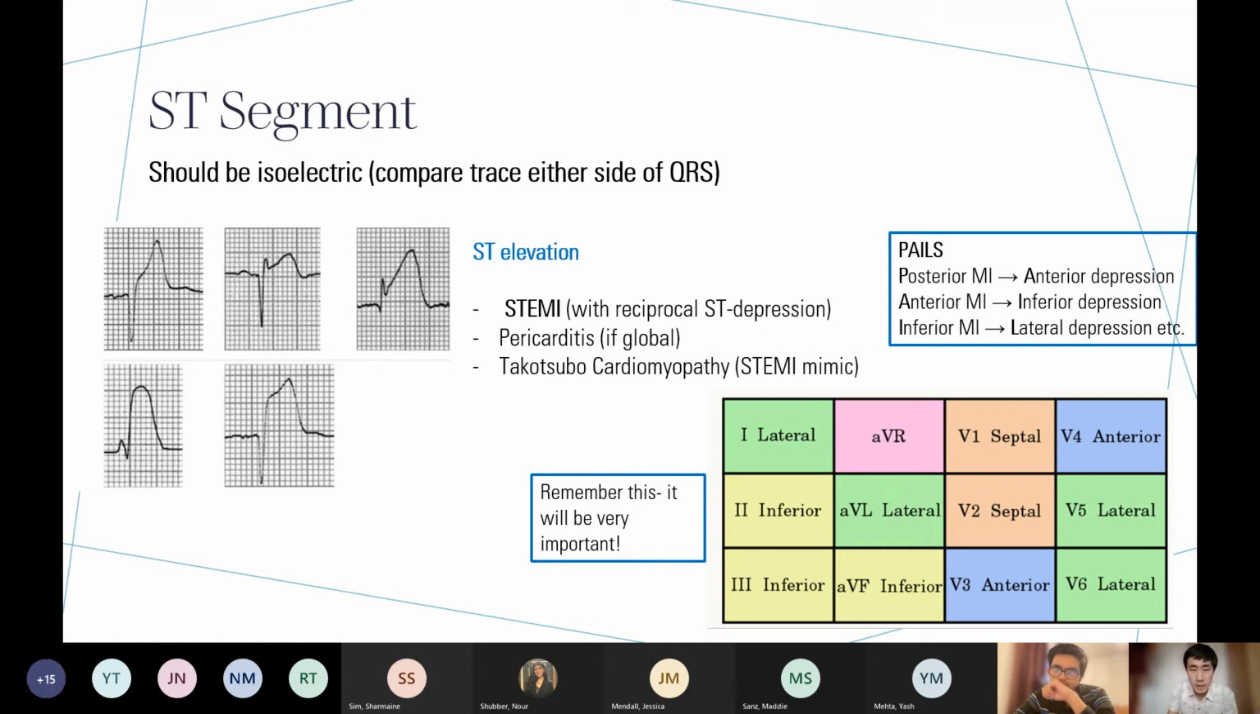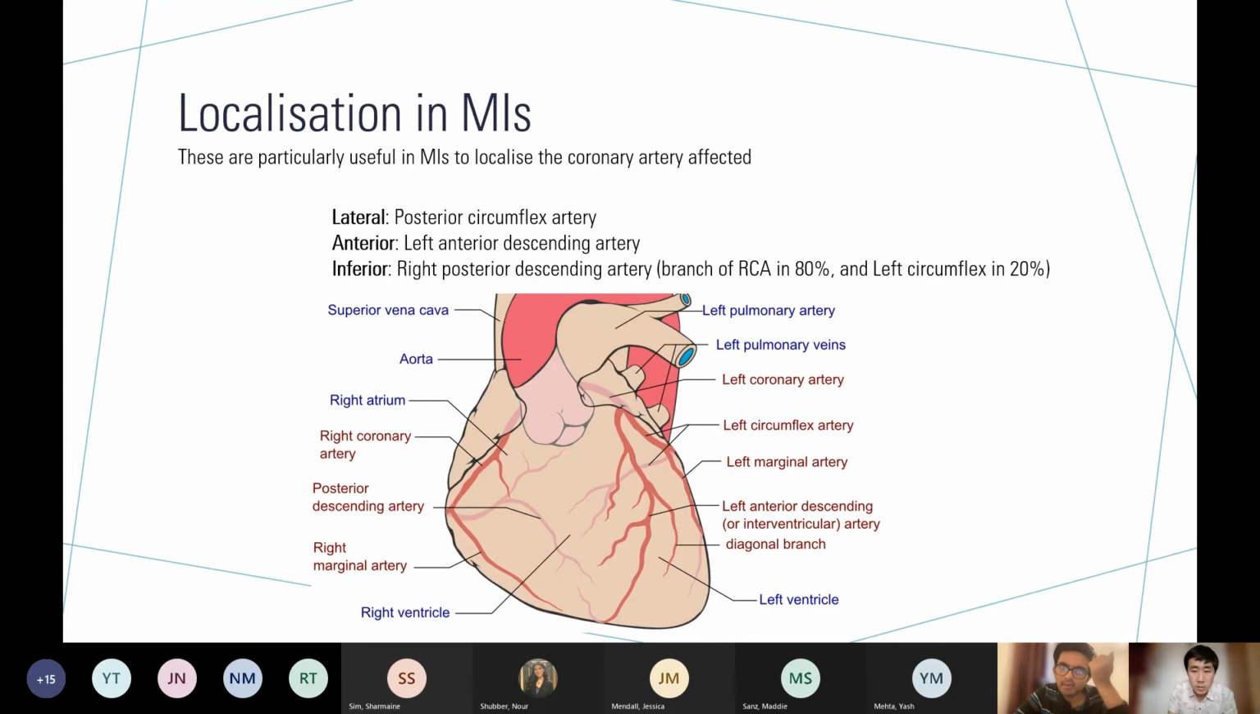The way to remember that is the mnemonic PALES. So a posterior MI will have anterior depression, an anterior MI will have inferior depression, and so on. If you learn PALES, that will help you spot where the depression should be. The posterior one is super important and comes up because you can't look for the ST elevation. So if you were going to learn one of those, it's the posterior one. I'll show you how we get that in a second as well.